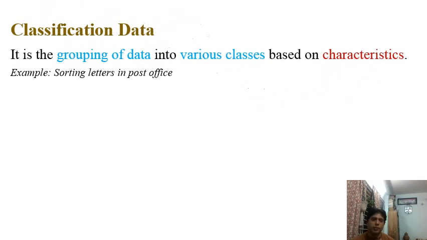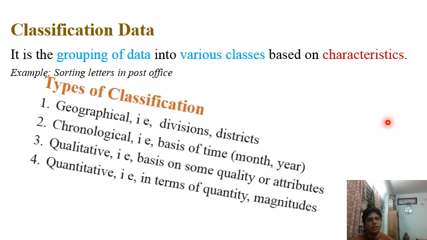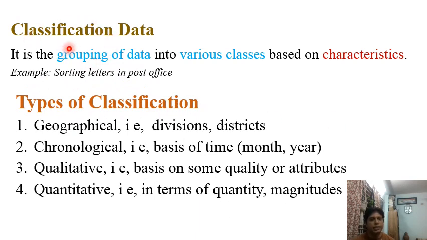First, we will define the classification of data. What is classification? Classification means grouping of data. How to group? Based on some characteristics. So classification is the grouping of data, making different groups into various classes based on characteristics.